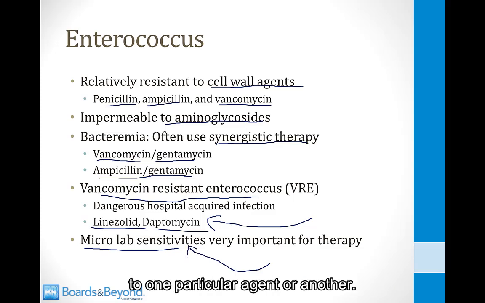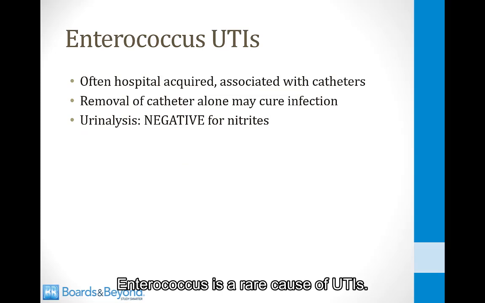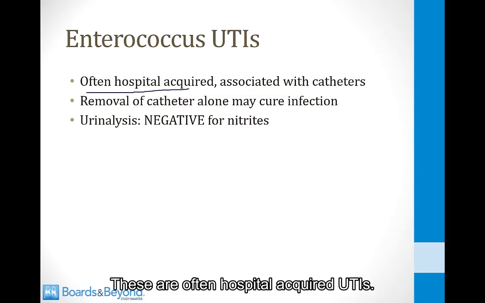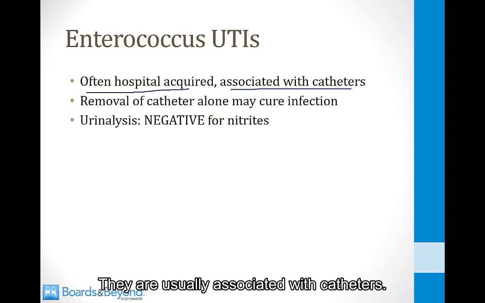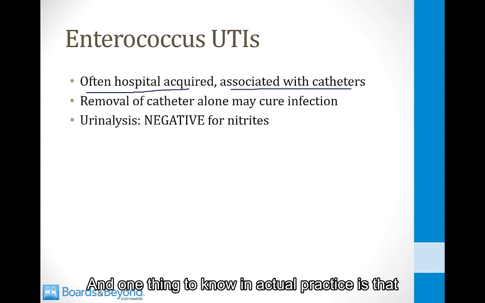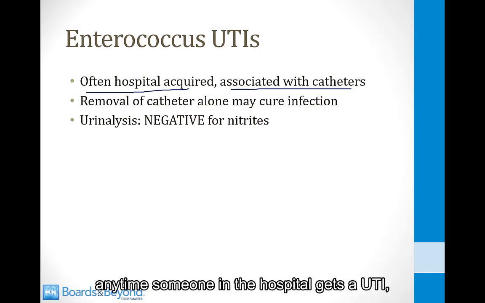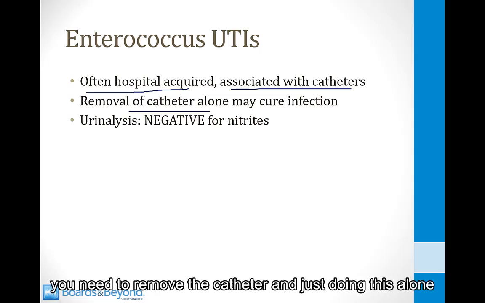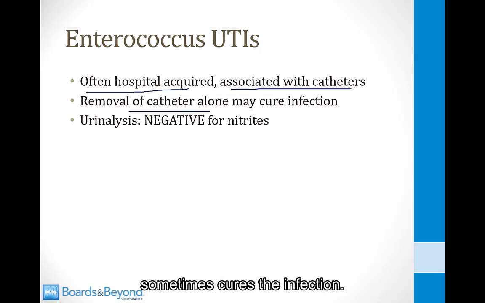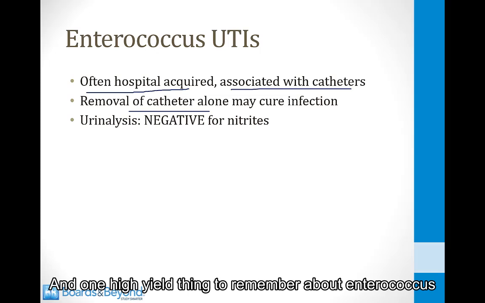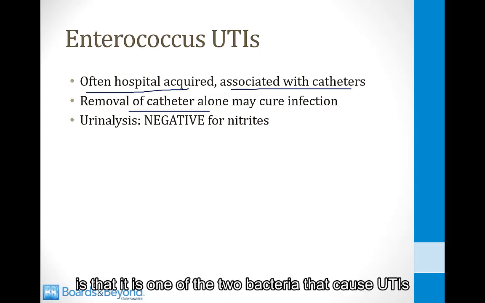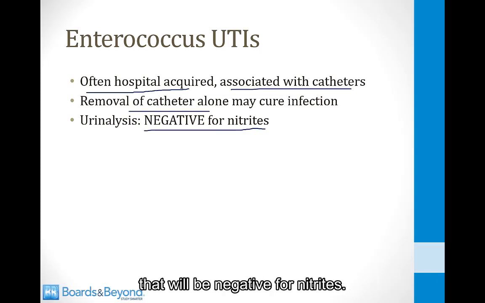to see how sensitive it is to one particular agent or another. Enterococcus is a rare cause of UTIs. These are often hospital-acquired UTIs. They're usually associated with catheters. And one thing to know in actual practice is that anytime someone in the hospital gets a UTI, you need to remove the catheter. And just doing this alone sometimes cures the infection. And one high-yield thing to remember about Enterococcus is that it is one of the two bacteria that cause UTIs that will be negative for nitrites.